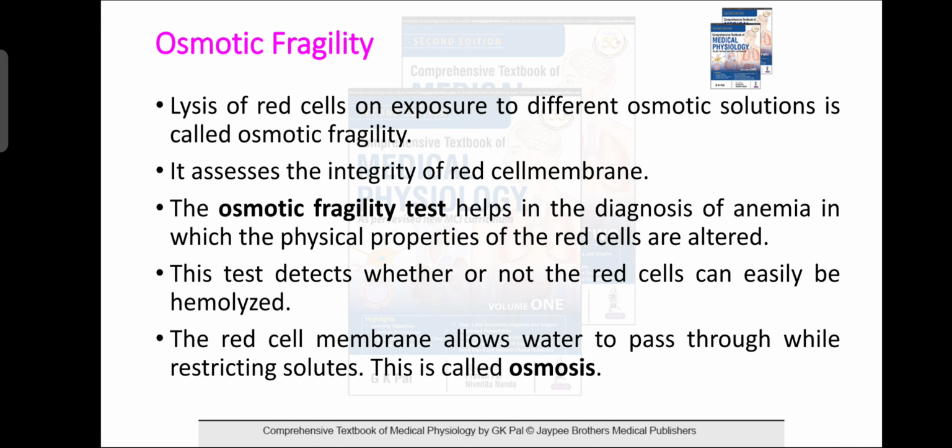Osmotic fragility is the lysis of the RBC on exposure to different osmotic solutions. It assesses the integrity of the RBC membrane. The osmotic fragility test helps in the diagnosis of anemia in which the physical properties of the RBC are altered. This test detects whether or not the RBC can easily hemolyze.